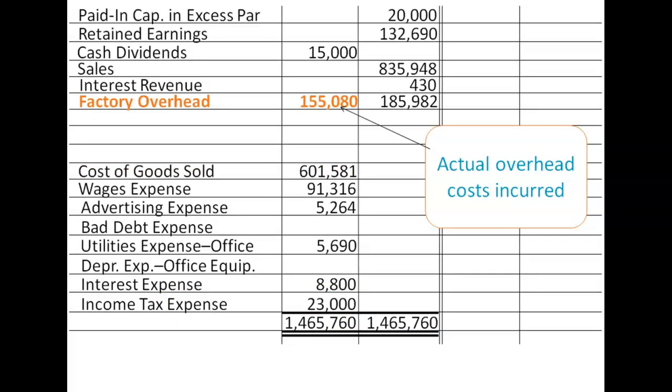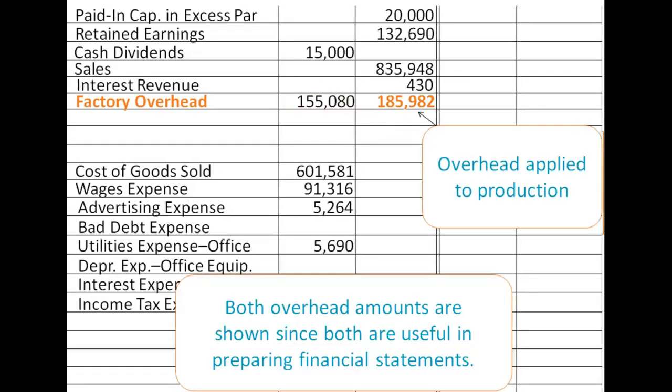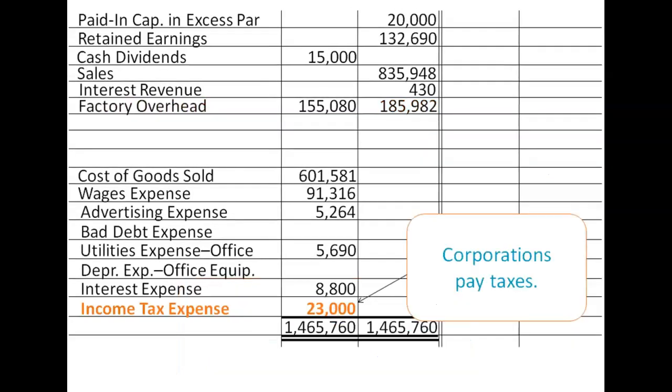We have actual overhead costs incurred, and then our applied amounts applied to production. And we're going to use both overhead amounts, the actual and the estimated, because those are useful when we prepare. And then we've got our taxes for our corporations.